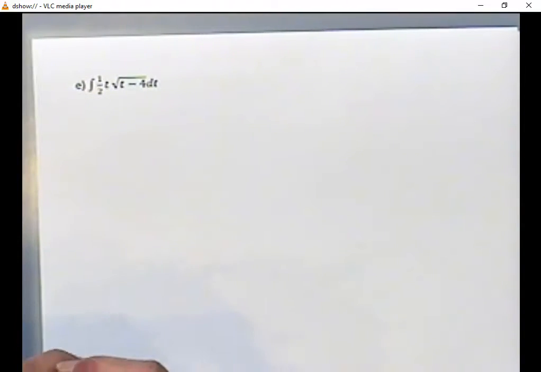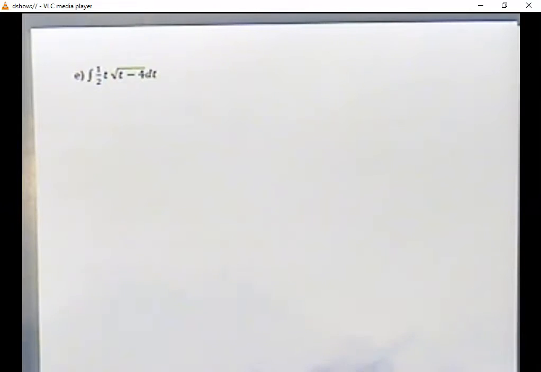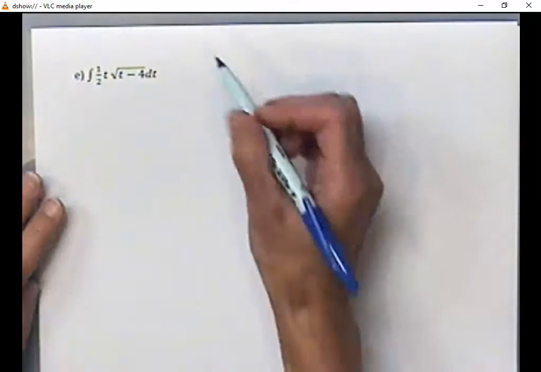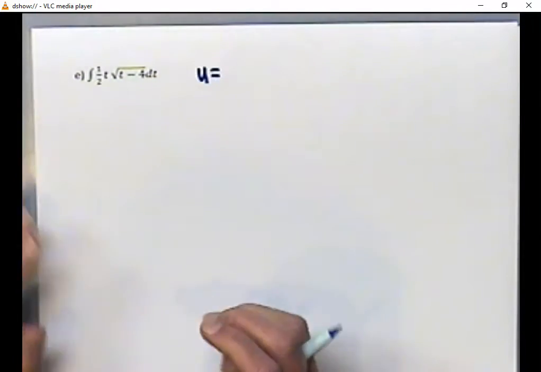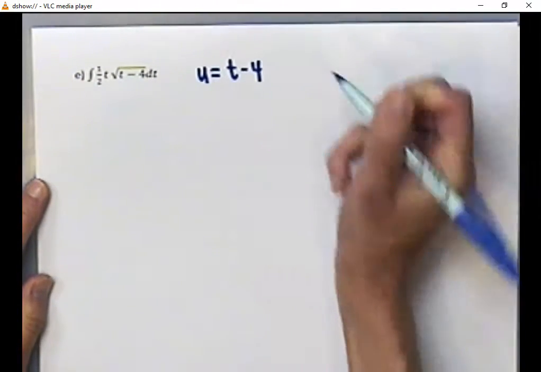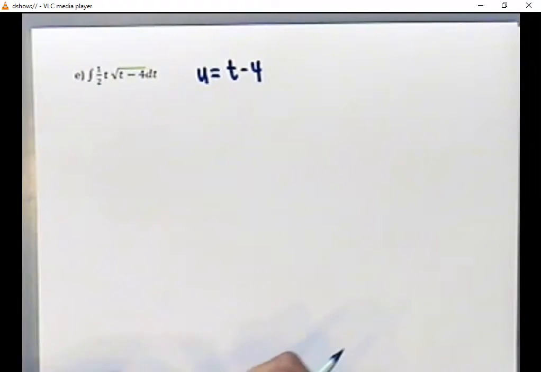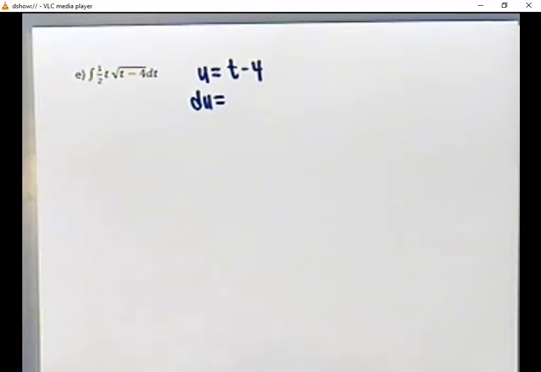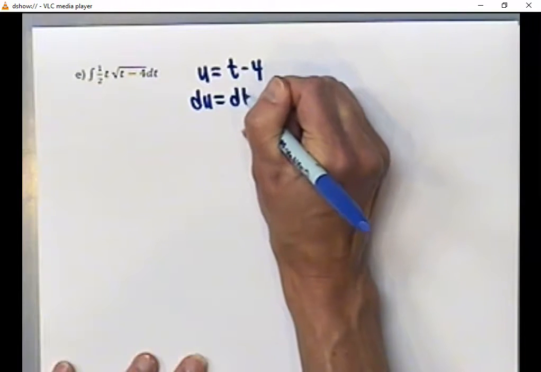This is the integral of 1/2 t square root of t minus 4 dt. Okay, what are we thinking on this one? Are we thinking like a substitution here? What do you guys think? Maybe. Okay. If we do, what would we let u be? t minus 4. Okay. So if u is t minus 4, what is du? Derivative of t minus 4 is 1, right? So 1 dt. Is that right?